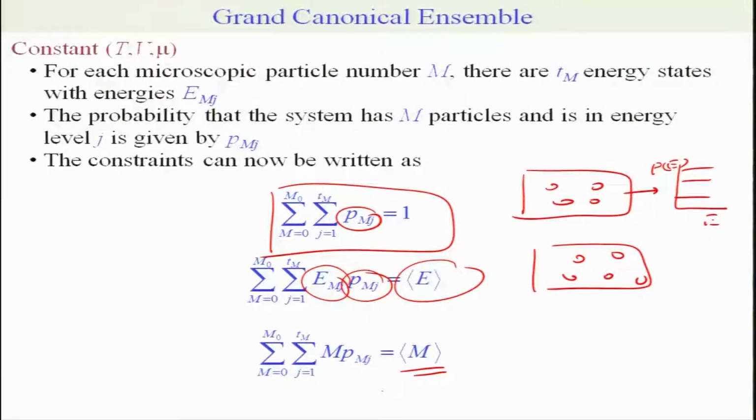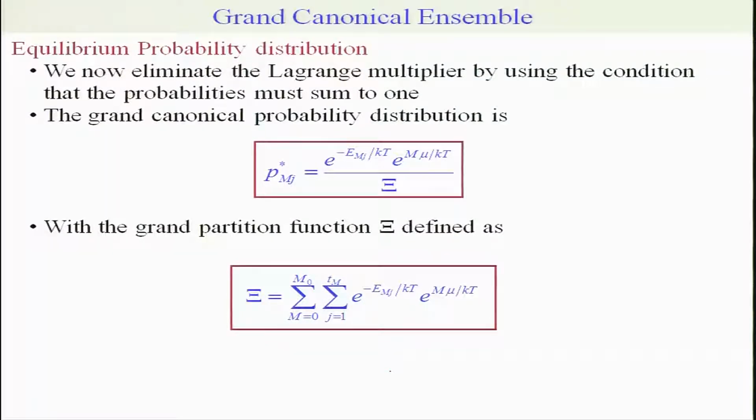So, you need to solve that, and after solving this using the Lagrange multiplier, we get the grand canonical probability distribution as simply e to the power minus E_Nj divided by kT, multiplied by e to the power N mu by kT, divided by the partition function. The partition function is the double summation of this product of exponential terms. This is nothing but the Boltzmann factor, and this is the term which connects the particle number and the chemical potential, N mu divided by kT.